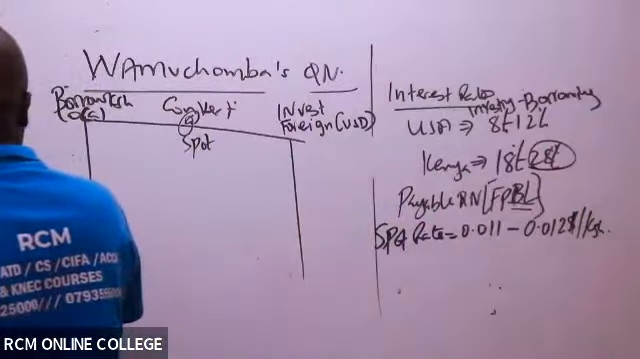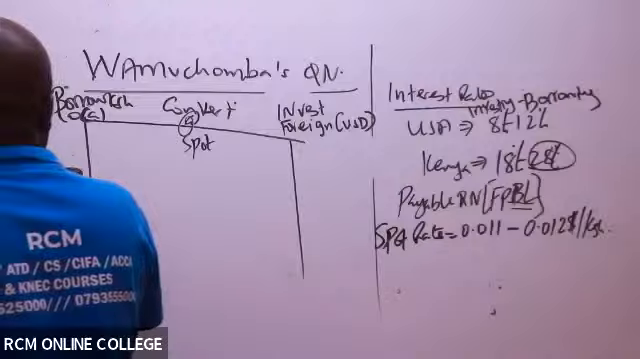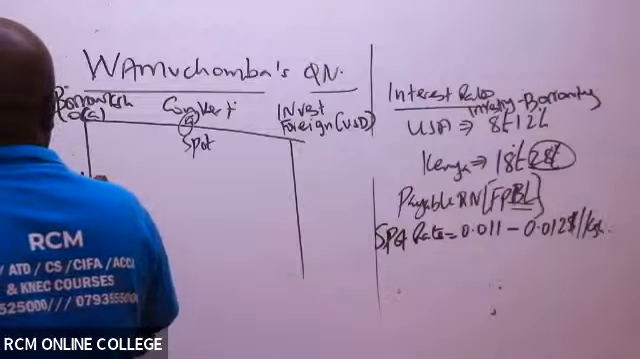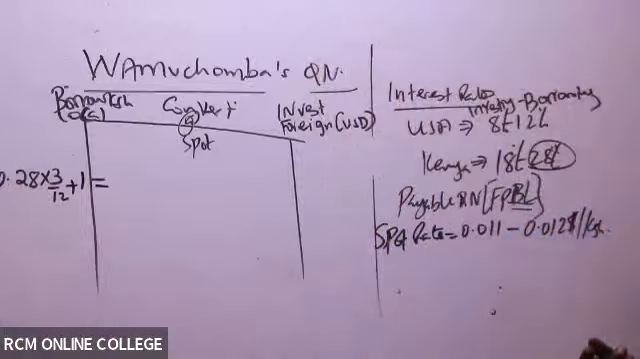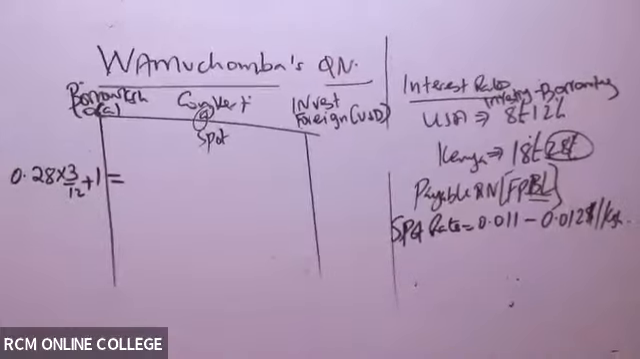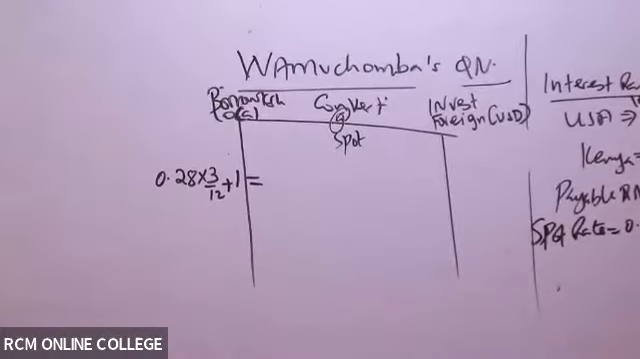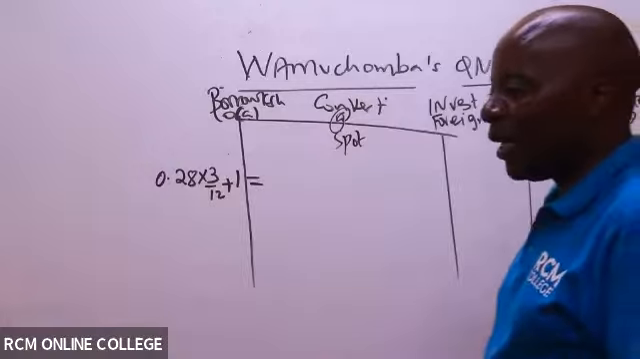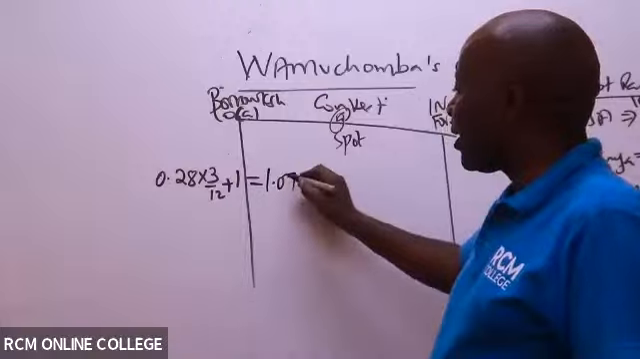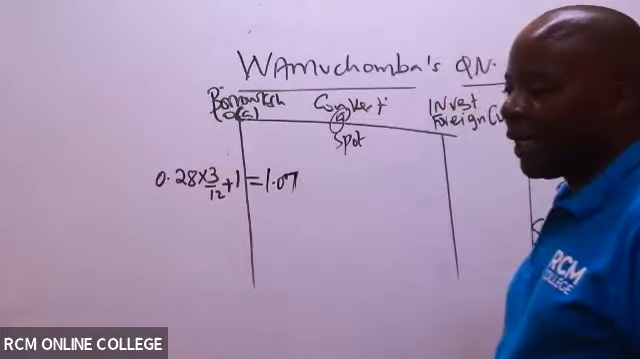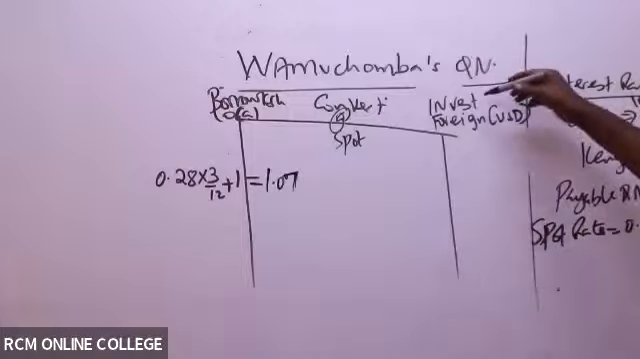So 0.28 times 3 months, 3/12, plus 1. Thank you, Paul. Can you kindly give me this answer first of all before I proceed? 0.28 times 3 over 12 plus 1. Mary told me 1.07 like that. And then you come and invest the US dollar.